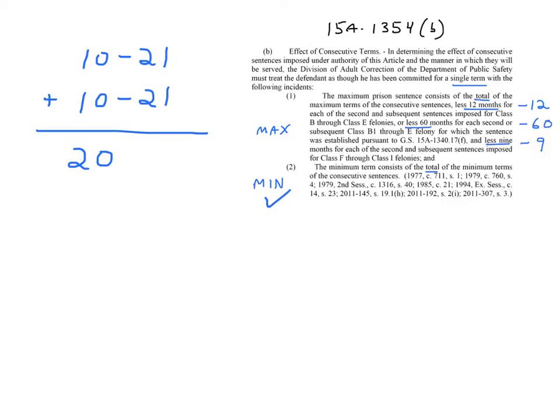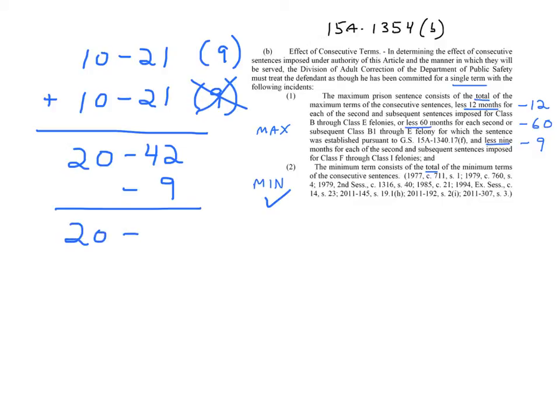As for the maximums, what it tells us to do is add up the total of all the maximum sentences, so that brings us to 42. And then, because these are Class F through I felonies, we're going to subtract 9 for the second and subsequent felonies. The reason we do that is because both of these from the sentencing grid are inflated by an extra 9 months for post-release supervision. So we're going to subtract 9 from the aggregate maximum to purge out the 9 months that was built into one of them. And what that's going to leave us with is a 20 to 33 month sentence.